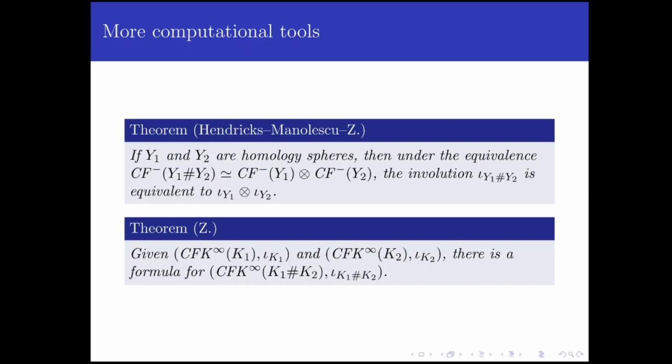But I guess the take-home message at this point is just that we have many techniques for computing involutive Heegaard Floer homology, and most of them actually have analogs in ordinary Heegaard Floer homology. But the main one that we don't have is the mapping cone formula. We haven't proven the mapping cone formula for involutive Heegaard Floer homology. But that's the point of this talk, to talk about new developments towards computing involutive Heegaard Floer homology.